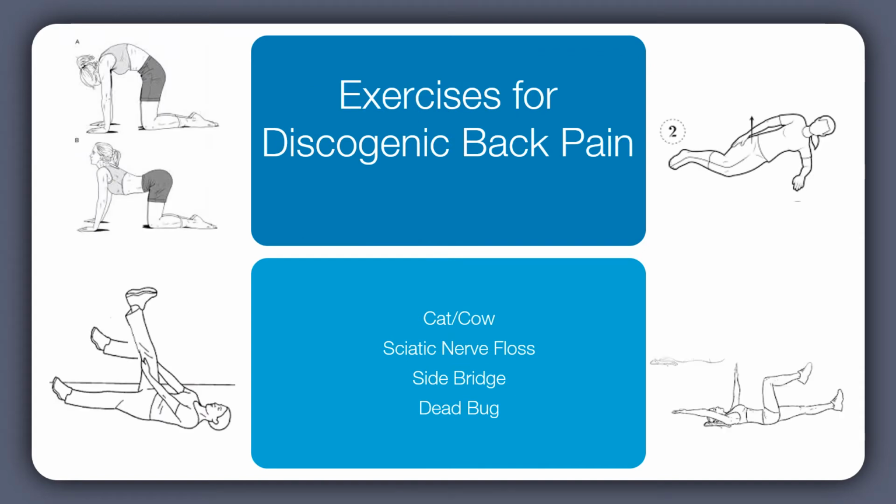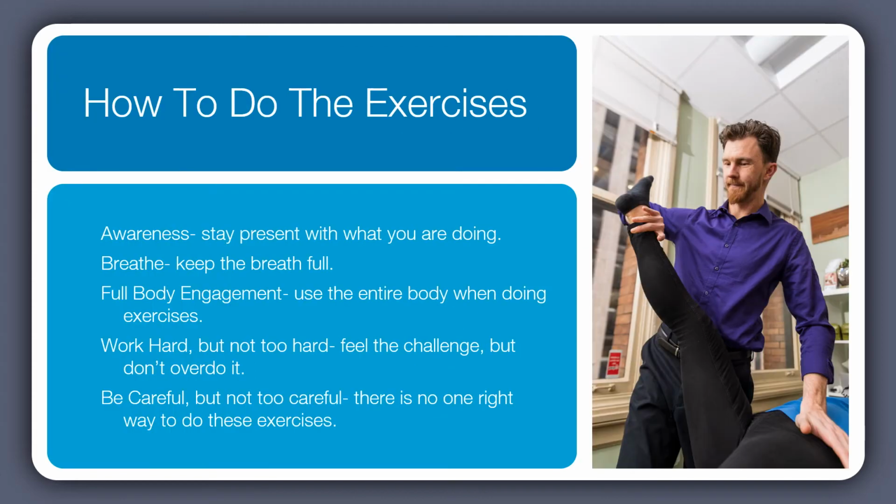So the 4 exercises for discogenic back pain are the cat-cow, sciatic nerve flossing, the side bridge, and the dead bug. So how to do these exercises? The way that you want to do these exercises is with awareness. You want to be really present with what you're doing.